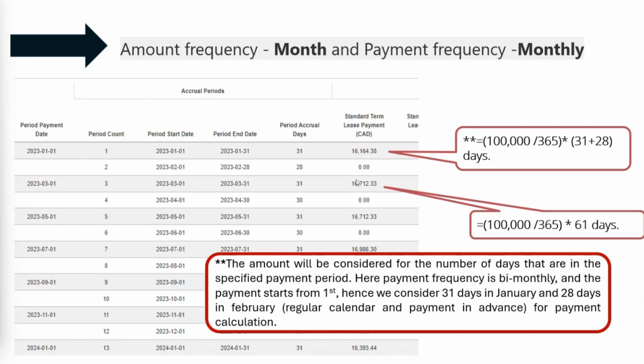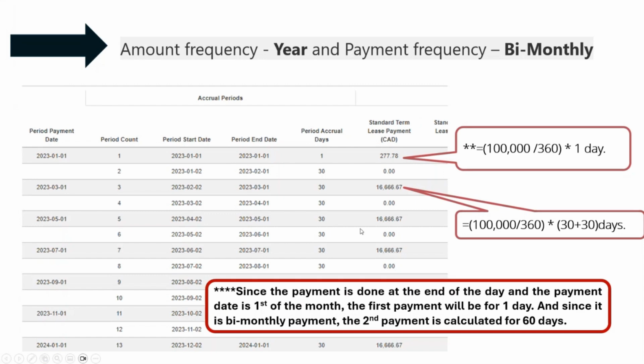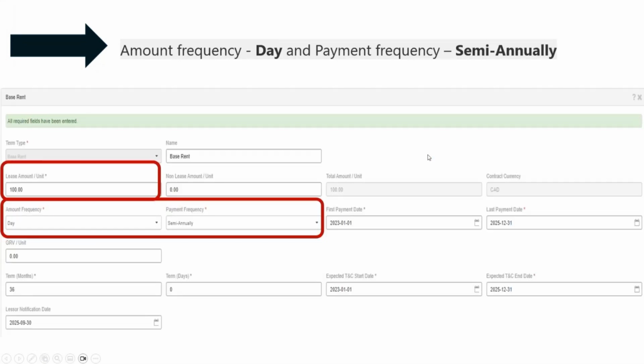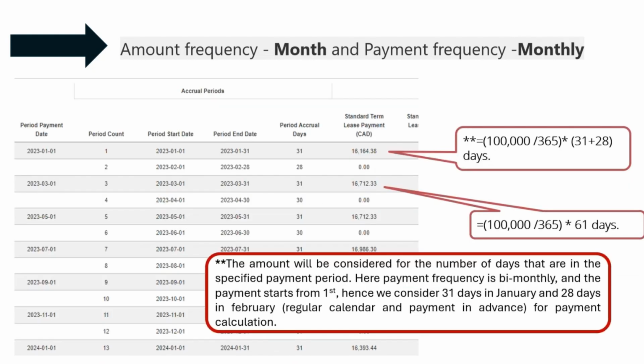Any other question? Just one from my side. In this example, I see that amount frequency is month and payment frequency is monthly. Sorry, it's bi-monthly. Yeah, it's a mistake. It's supposed to be bi-monthly. Sorry about that. No problem, no problem. Just to be sure. Yeah, this is supposed to be bi-monthly. Okay, thanks.